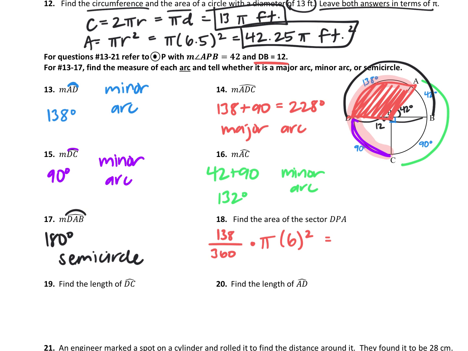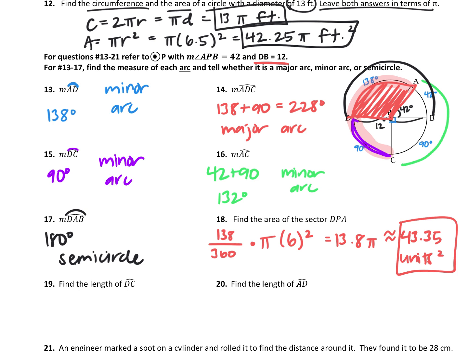And when I plug everything in my calculator, except for pi, I will get 13.8 pi, which is approximately 43.35. And we're not given units, so we'll just say units squared.